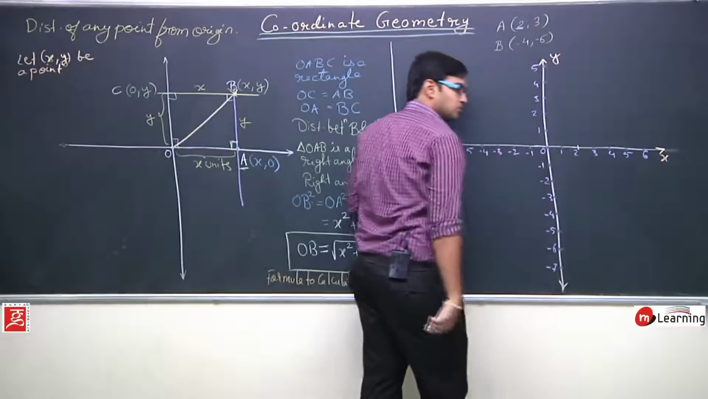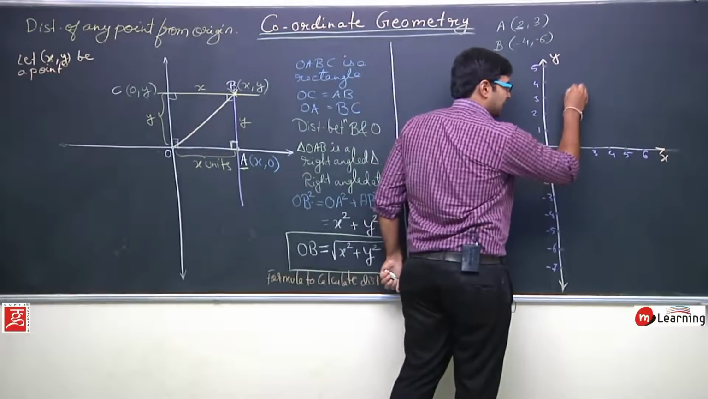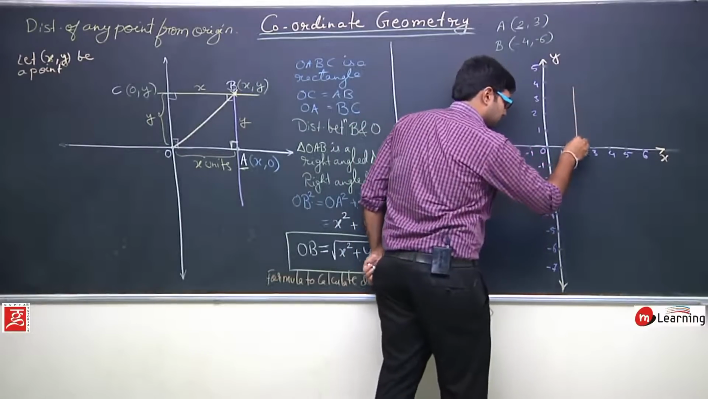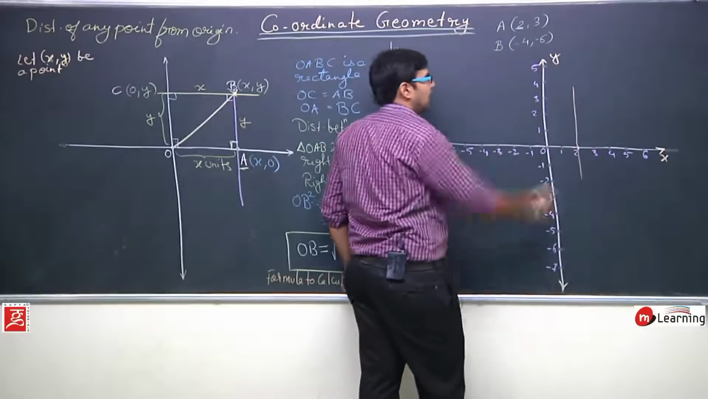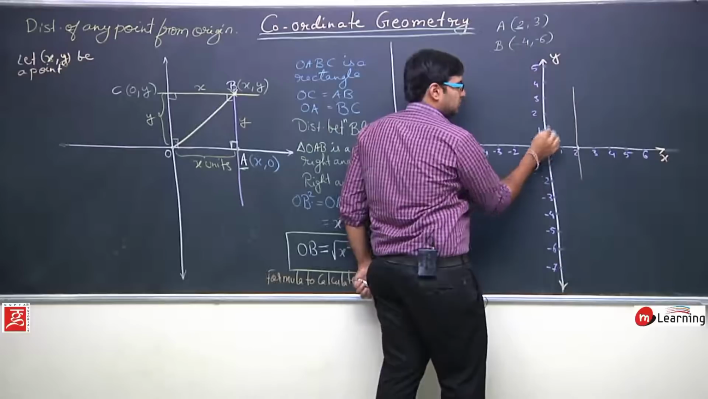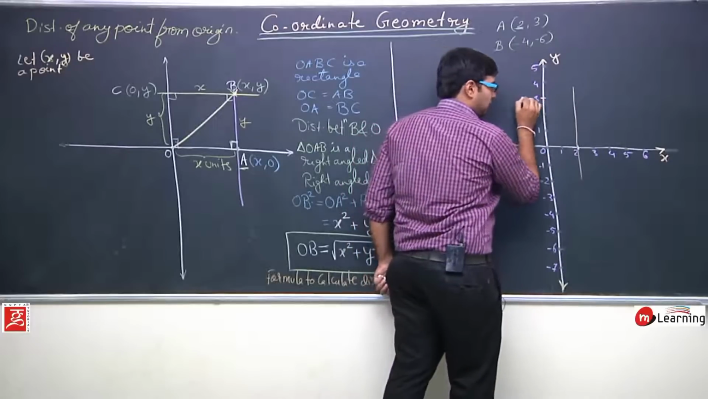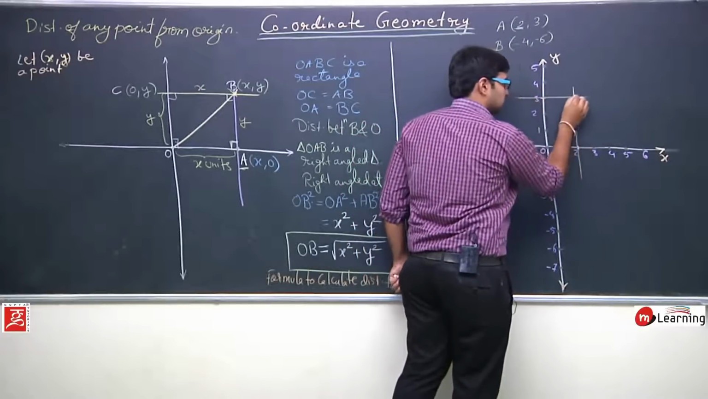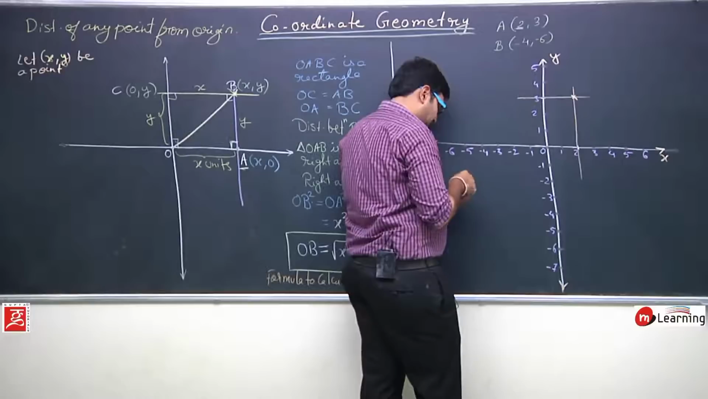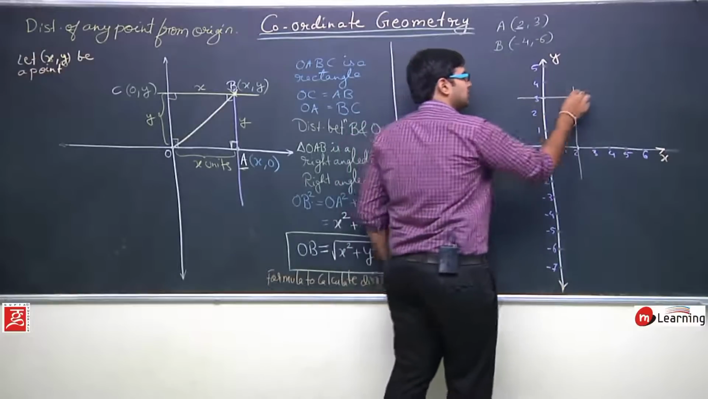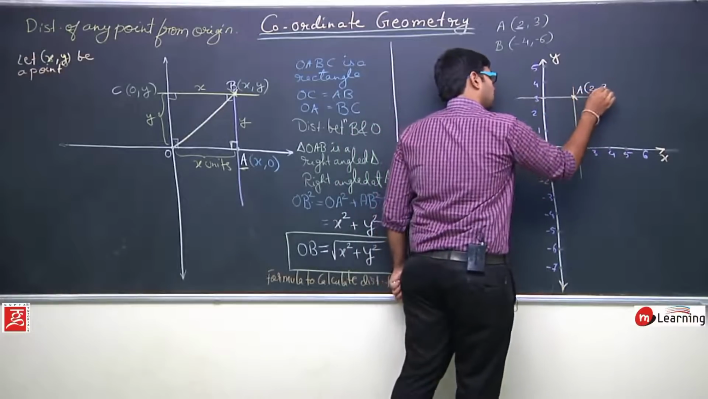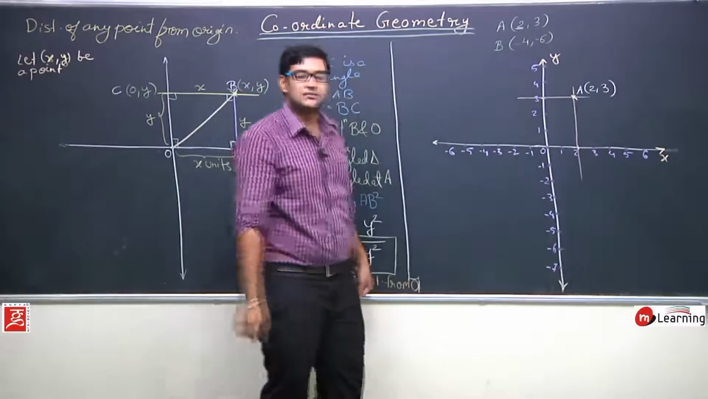This is x equals 2, and draw a perpendicular at x equals 2, something like this. And then the y coordinate is 3. So we will go to y equals 3 and draw a perpendicular like this. The meeting point, the intersection point of both the perpendiculars, will give you A (2, 3).